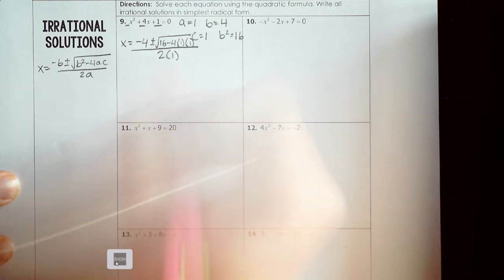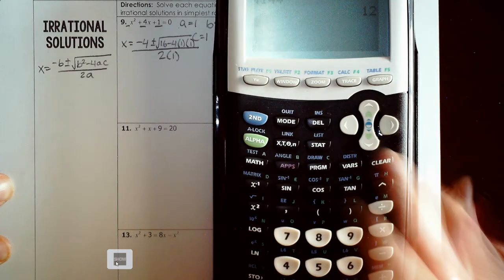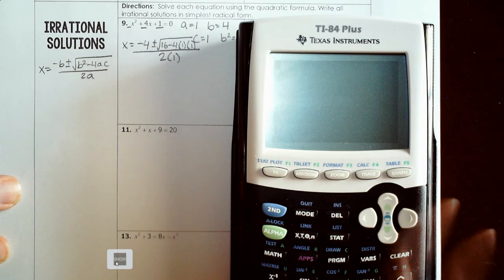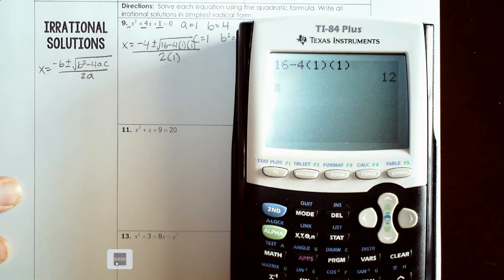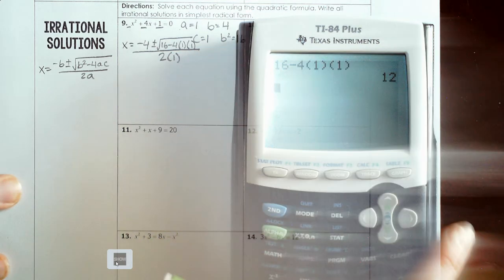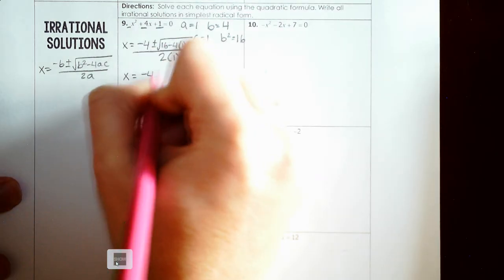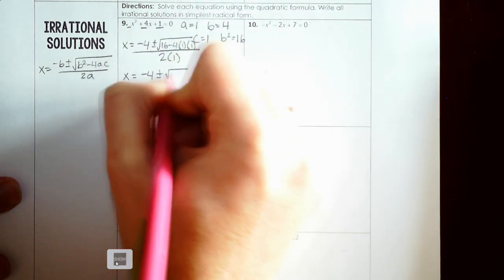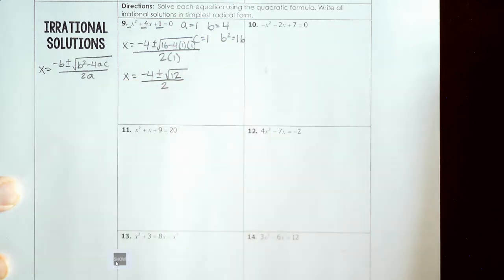All right, again, we're going to start with our discriminant. I'm going to type that in. 16 minus 4 times 1 times 1, and you get 12. All right, so now we have X equals negative 4 plus or minus the square root of 12 over 2. All right, our next step would be to see if we can take the square root.